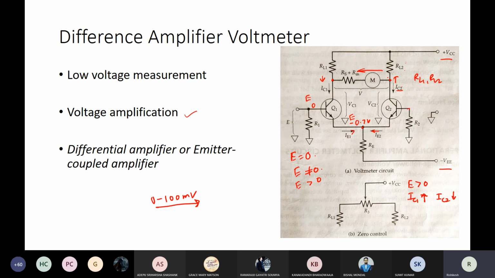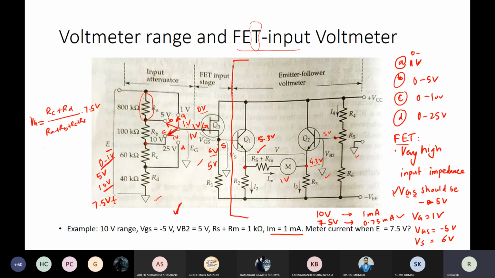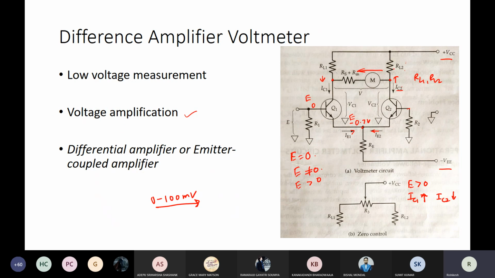Initially, whatever was applied here was appearing across this meter, but it will not be the case here. The potential across this will be a magnified version of E, because we are measuring low voltage along with voltage amplification. So that is the simple working principle of this circuit.